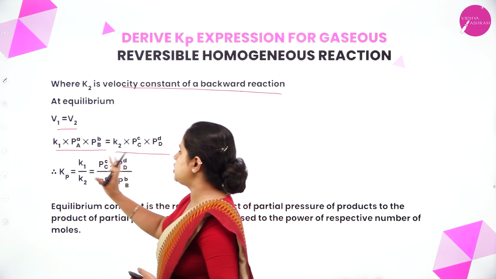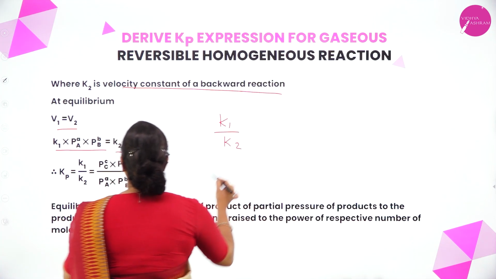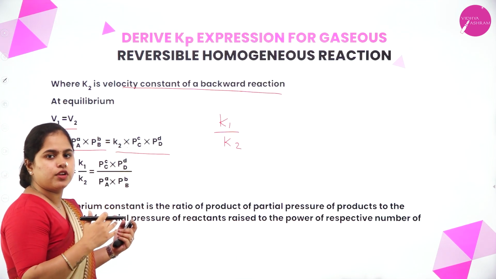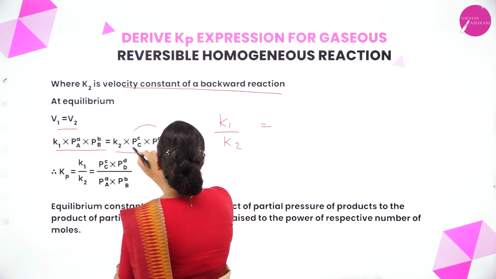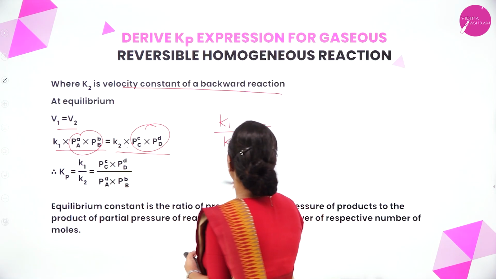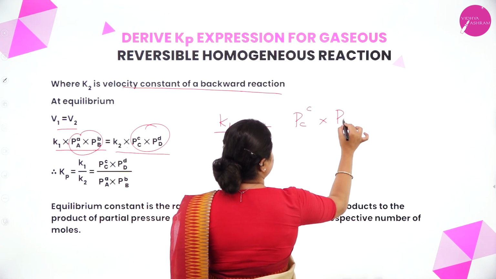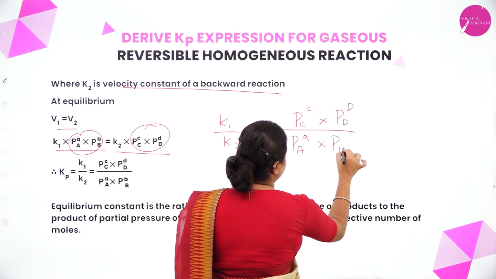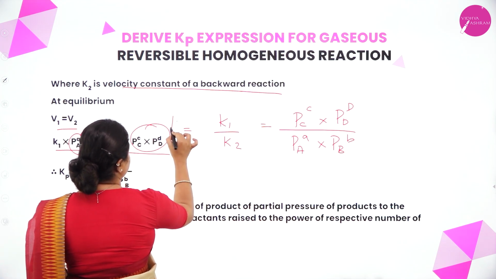Now what we are going to do is just rearrange this equation. So K1 by K2. Okay. K1 is already here. We are taking the K2 to this side. If we are taking it to the other side of the equation, it becomes the denominator, right? So K1 by K2 will be equal to, so this part will remain there itself and this part we are going to take to the other side. So it will become the denominator. So it will be Pc raised to C into Pd raised to D divided by Pa raised to A into Pb raised to B. Right. Now, what is K1 by K2? That will be equal to your Kp.